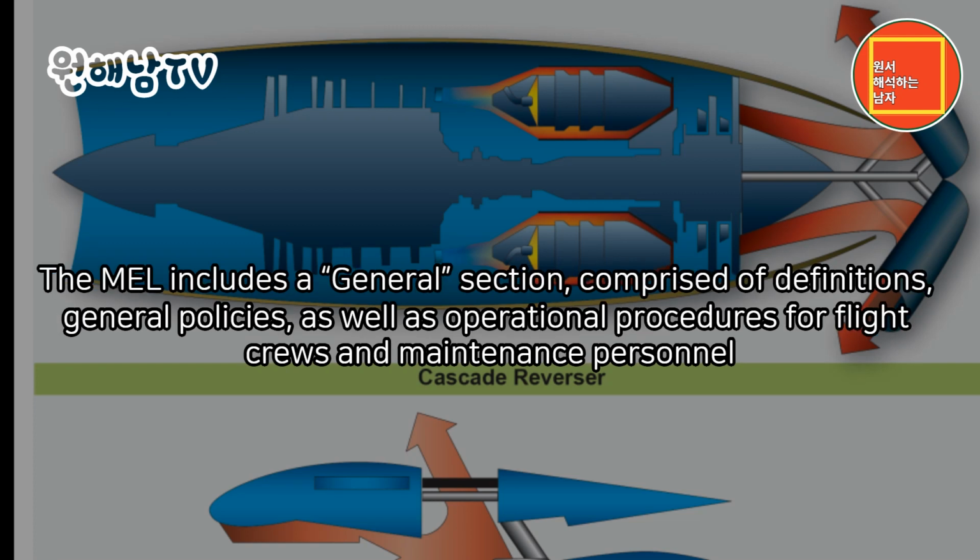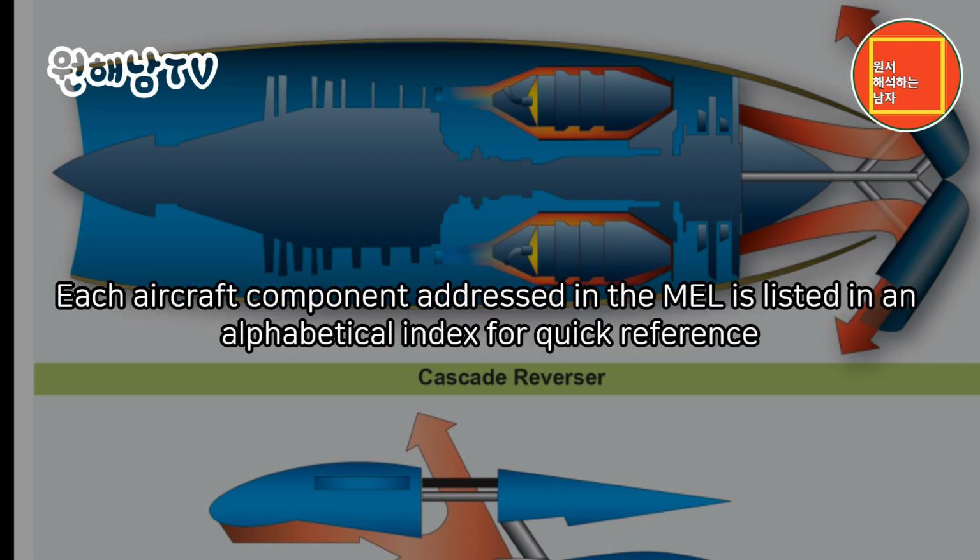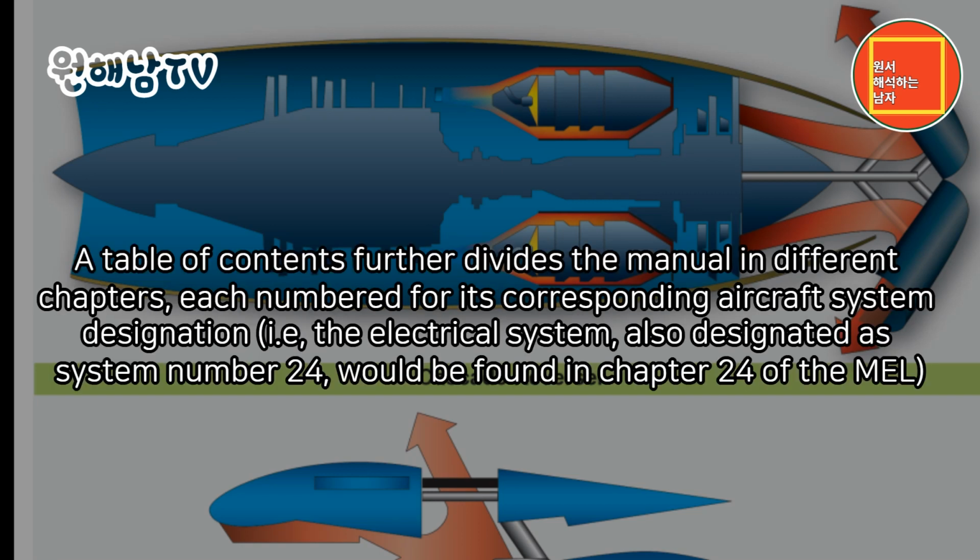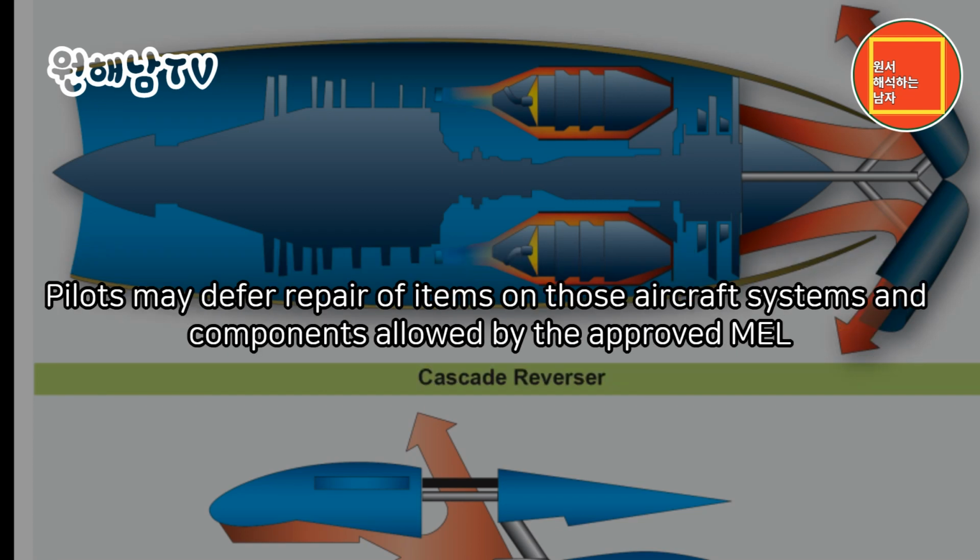The MEL includes a general section, comprised of definitions, general policies, as well as operational procedures for flight crews and maintenance personnel. Each aircraft component addressed in the MEL is listed in an alphabetical index for quick reference. A table of contents further divides the manual into different chapters, each numbered for its corresponding aircraft system designation, i.e., the electrical system, also designated as System Number 24, would be found in Chapter 24 of the MEL. Pilots may defer repair of items on those aircraft systems and components allowed by the approved MEL.